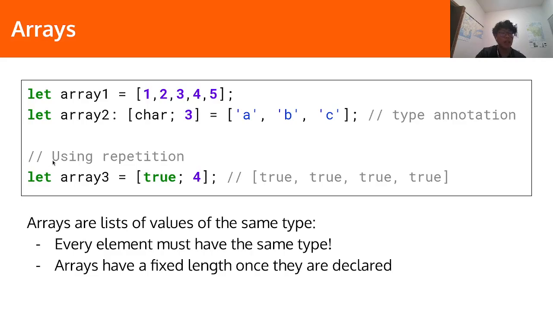The last way to initialize an array is using repetition. For example, in this case, it means let array tree equal the value true repeated 4 times. I'll say it again: we take this value and repeat it this number of times. So in this case, array tree would look like this: true, true, true, true. Notice that we didn't have to use a type annotation because the compiler can infer that the type we're using here is a bool.